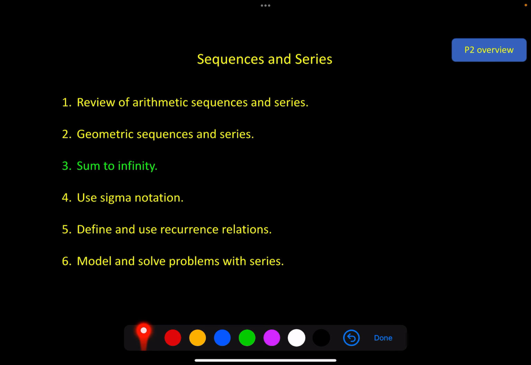Okay, that was arithmetic sequences, an exam question, and we talked about geometric sequences and series in the last video. Today we're going to continue geometric sequences and series, talking about the sum to infinity.